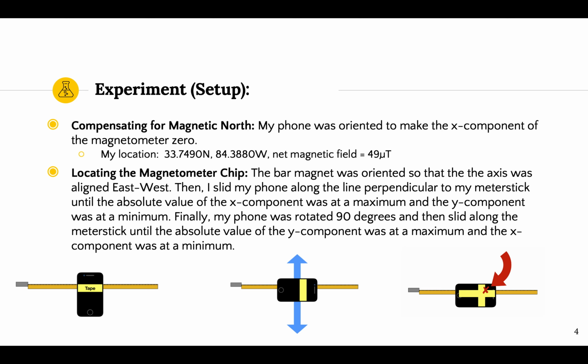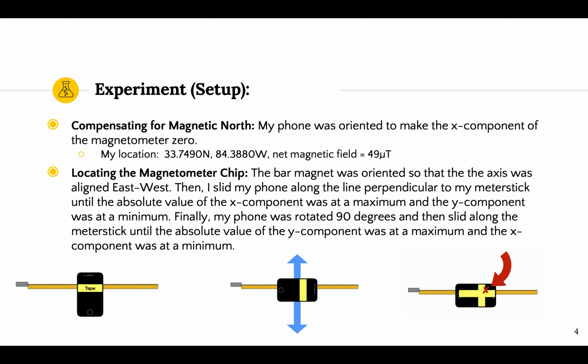So the experimental setup: first we compensated for magnetic north. My phone was oriented to make the X component of the magnetometer 0. My location was 33.7490 north, 84.3880 west, with a negative magnetic field of 49.